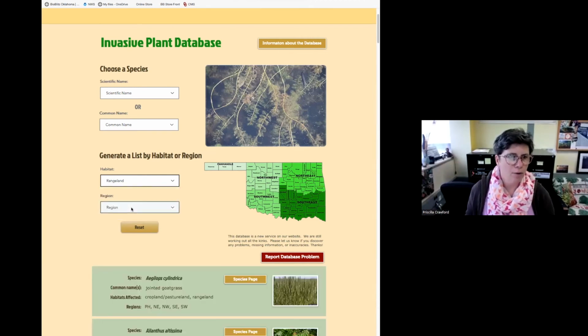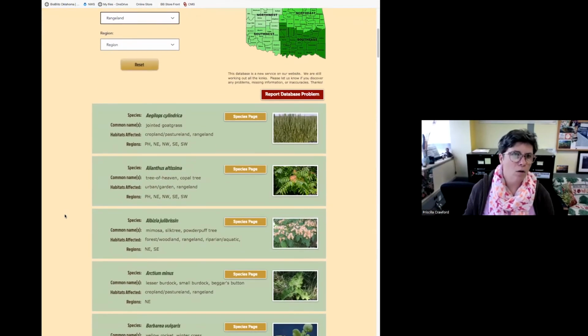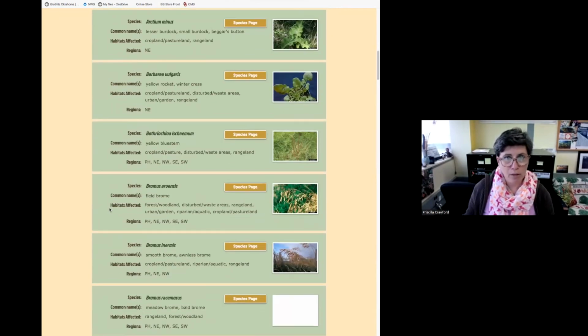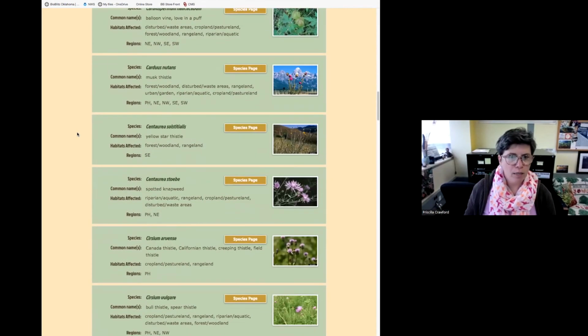So you can click on the rangeland, and below it generates a list of all the invasive species that potentially impact rangeland. It's a pretty long list, as you might guess. Oh, there's one that doesn't have a good image. So it's a pretty long list.